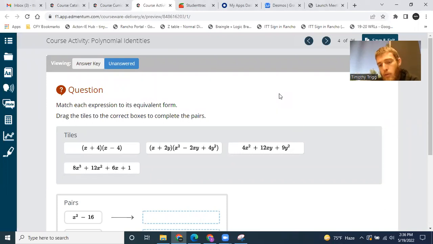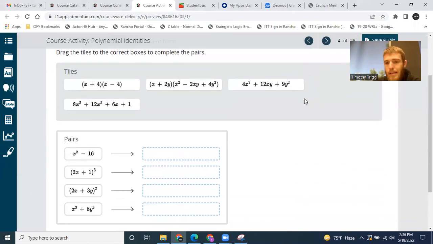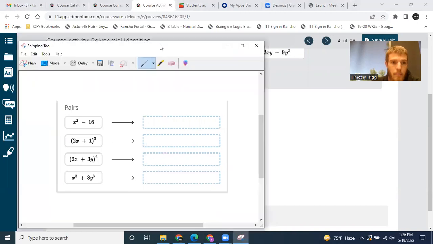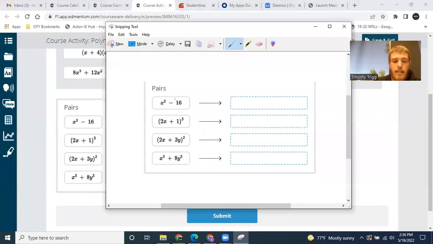Let's go ahead, and when you're on the activity, we're going to skip to page 4. This is where the first problem is. Hopefully you already know this one, but if not, no big deal. I'm going to go over it, but try to see if you can answer some of these on your own. Basically, we want to take each of these and multiply some of these out. Some of these we want to factor.